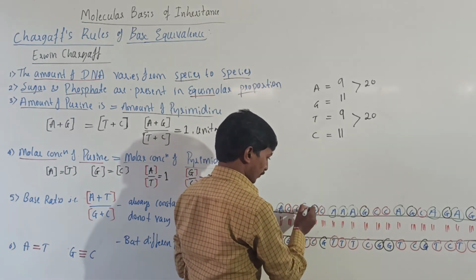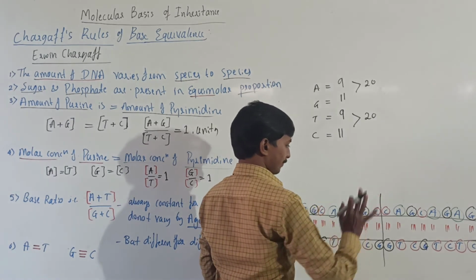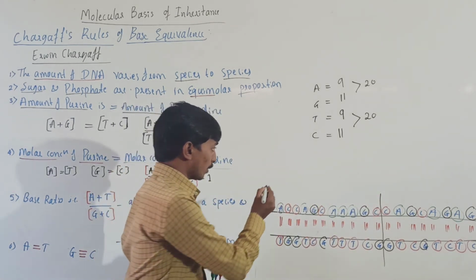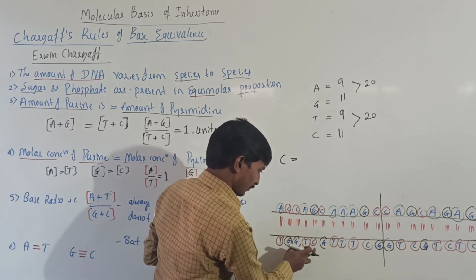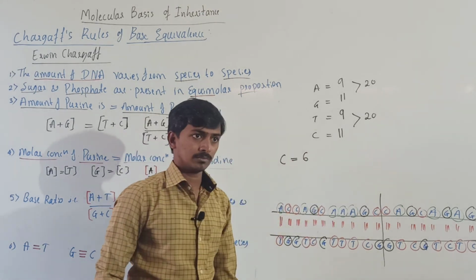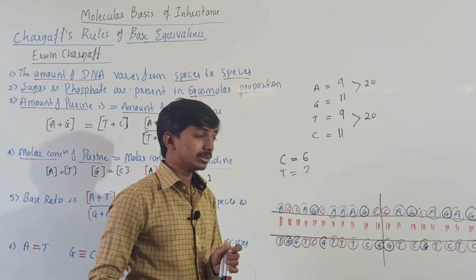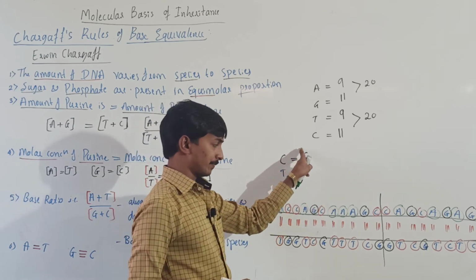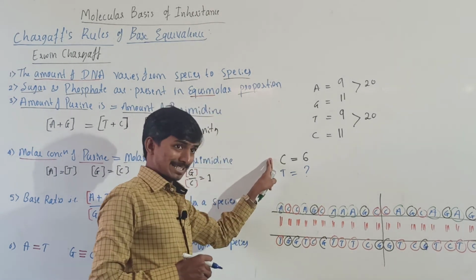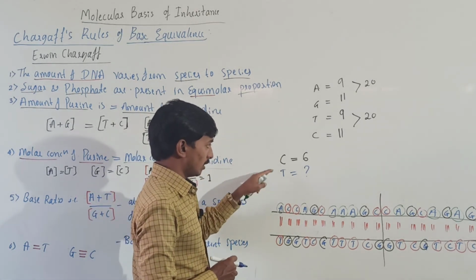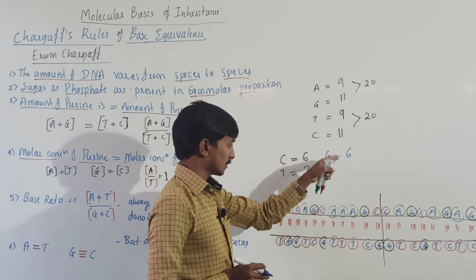For example, 1, 2, 3, 4, 5, 6, 7, 8, 9, 10, 11, 12. They will give the number of 12 base pairs. In 12 base pairs, number of cytosine is 1, 2, 3, 4, 5, 6. And they will ask number of thymine. In this DNA, they are given the number of cytosine is 6. Number of thymine is how much? So you should know that in 12 base pairs, if cytosine is 6, the other must be equal, means guanine must be 6.